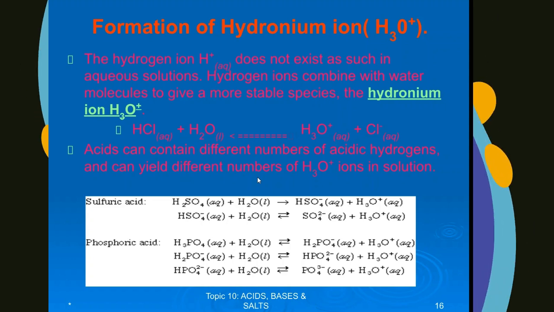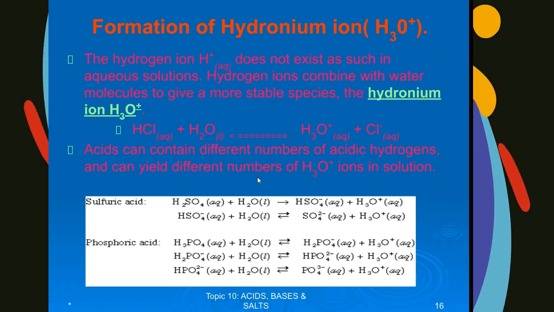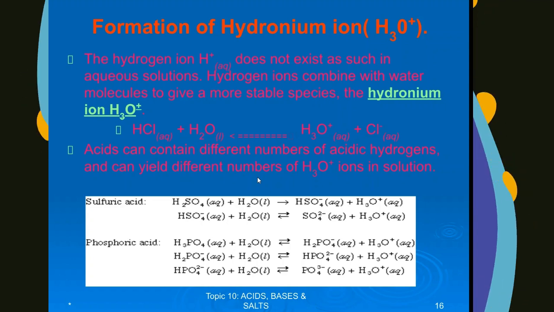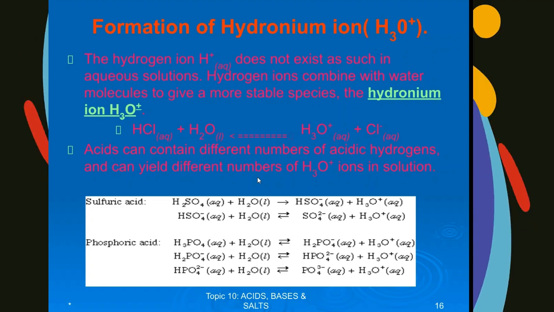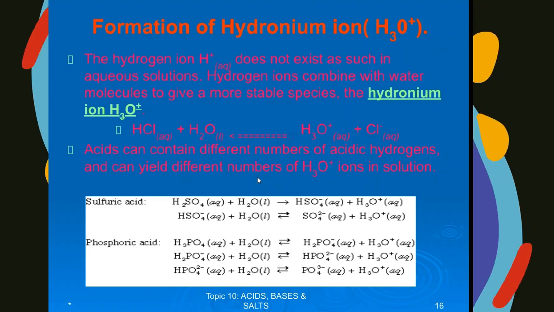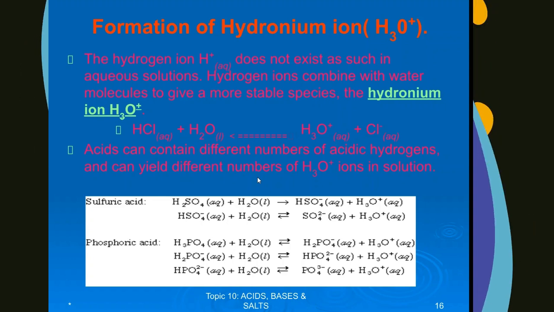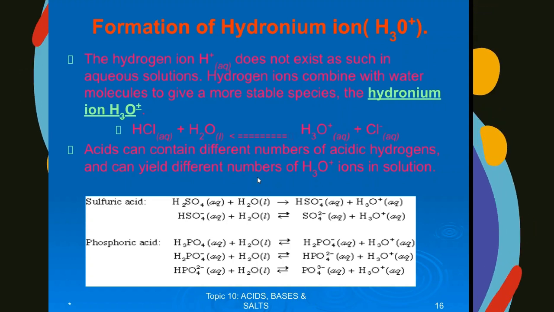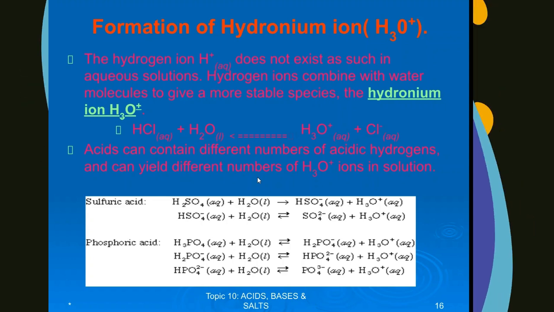Okay, now phosphoric acid, that is H3PO4 plus H2O, which gives rise to H2PO4 minus plus H3O plus. Again the same reaction is happening with the water molecule. So here we are taking three molecules of water and we are getting H3O plus stable ion.